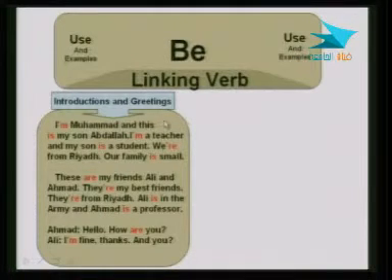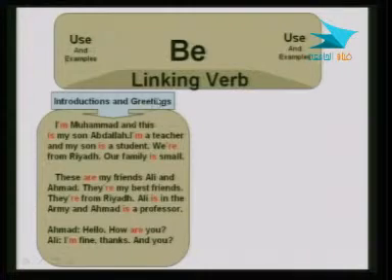We have just read that sentence in the previous slide. And all right, these are my friends, Ali and Ahmed. They're my best friends. They're from Riyadh. Ali is in the army, and Ahmed is a professor.